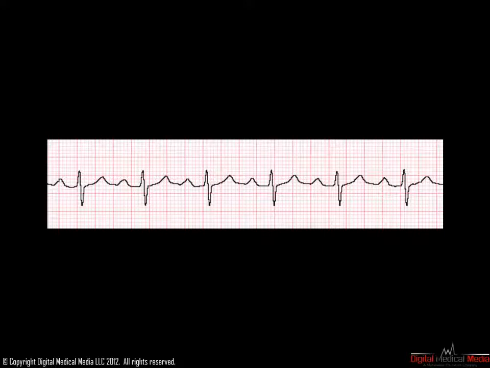First degree heart block means that there is a slowing of conduction in the AV node that is present on each and every beat. This rhythm strip clearly demonstrates first degree AV block.